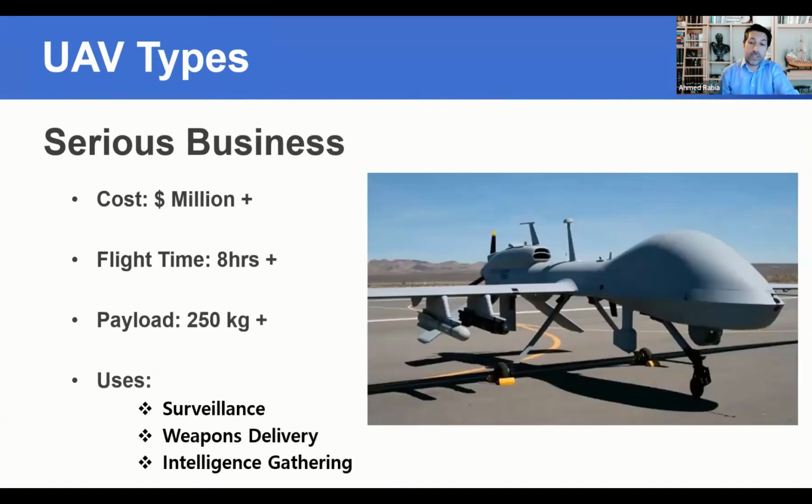And finally, of course, the big deal, the big drones. These are the expensive ones, costing 1 million or more, and they can carry a very big load, starting from 250 kilograms. Of course, they are used for surveillance and weapon delivery and things like this. But we're not going to speak about this today, of course.